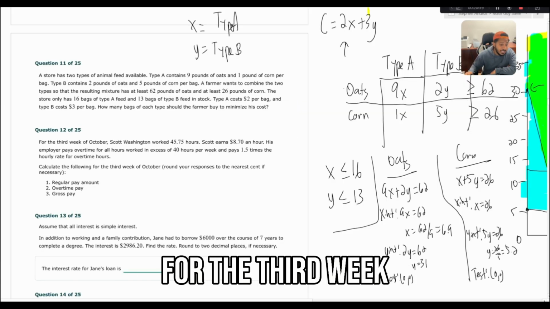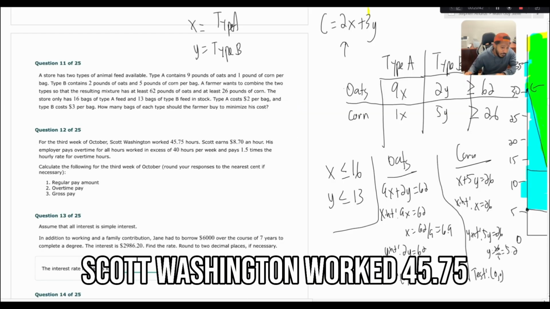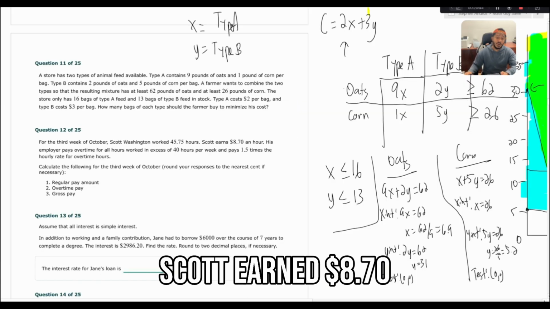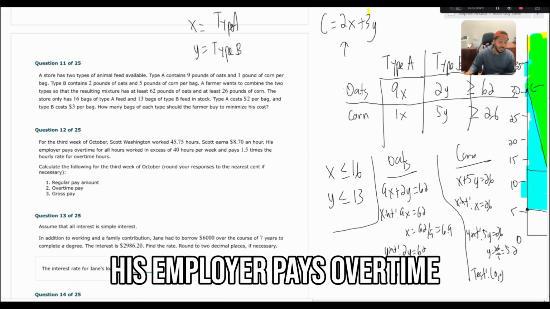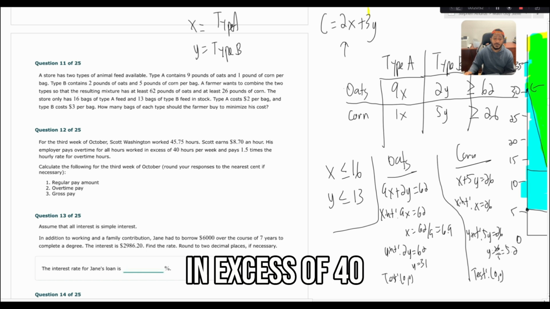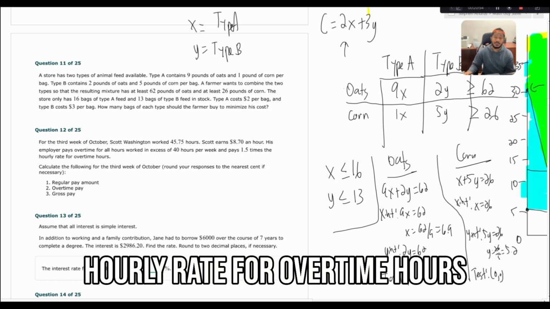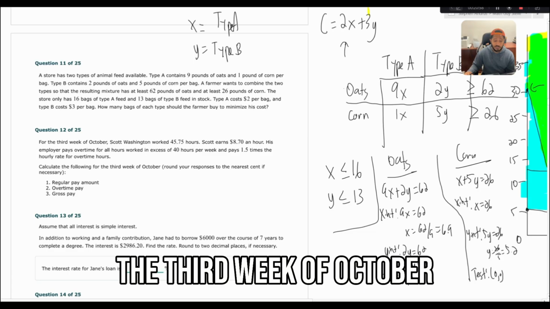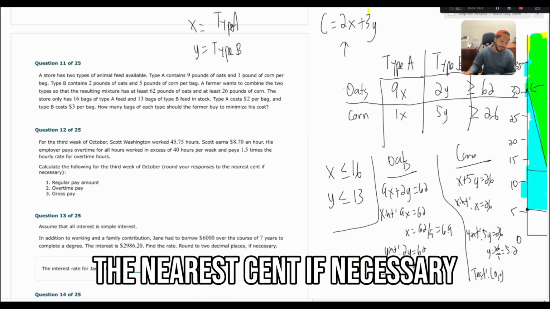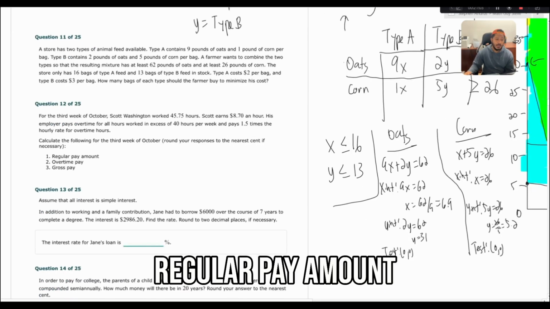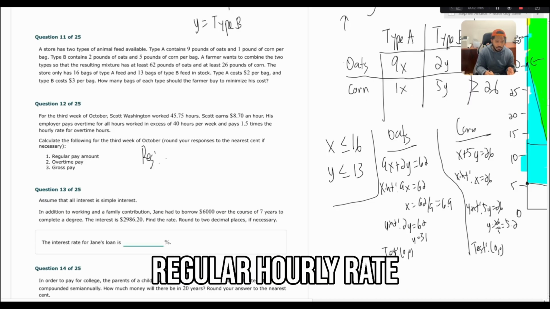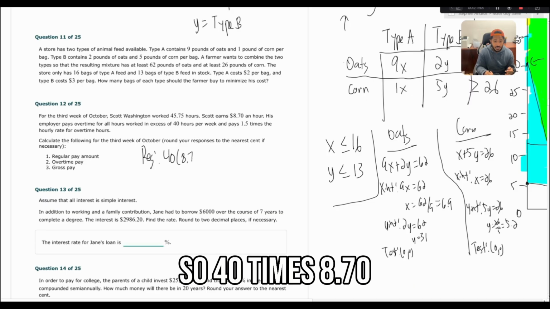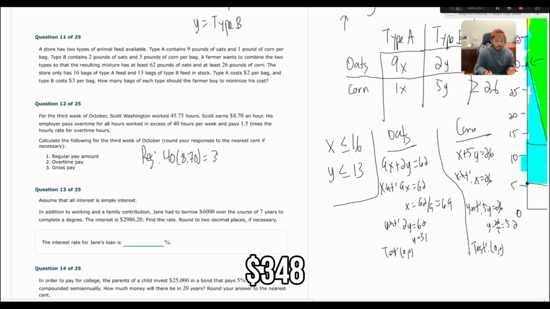All right, question 12 says, for the third week of October, Scott Washington worked 45.75 hours. Scott earned $8.70 an hour. His employer pays overtime for all hours worked in excess of 40 hours per week and pays 1.5 times the hourly rate for overtime hours. Calculate the following for the third week of October. Are your responses to the nearest cent if necessary. Regular pay amount: that's just the 40 hours times his regular hourly rate. So 40 times 8.70, and we get $348.